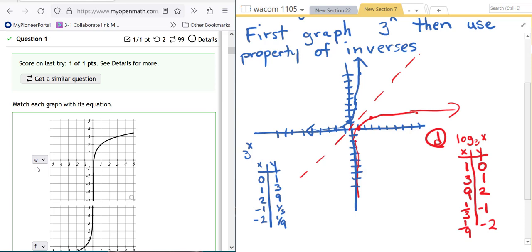All right, I'm going to stop there. The other questions in this section are just some graphs. You'll basically work the same way we did. Graph the exponential and then flip your x and y's to get the graph of the other one. Pick your parent function out and then do your transformations to it.